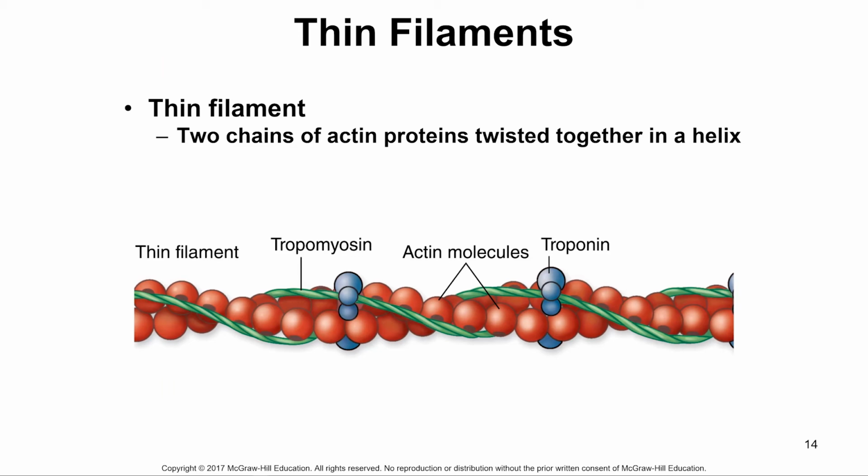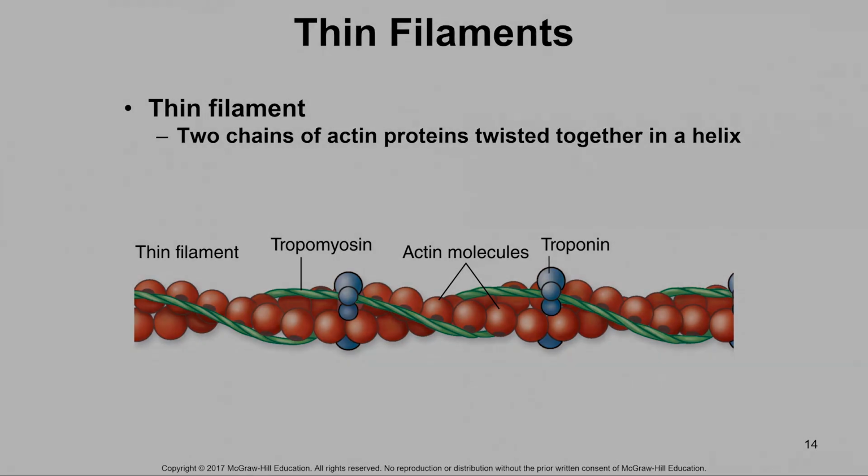And then you're going to see in this next animation coming up that when calcium binds to troponin, the tropomyosin strand moves out of the way, exposing the myosin binding sites on the actin molecules. And then the myosin motors, through the energy gained from the hydrolysis of ATP, shorten the sarcomere.